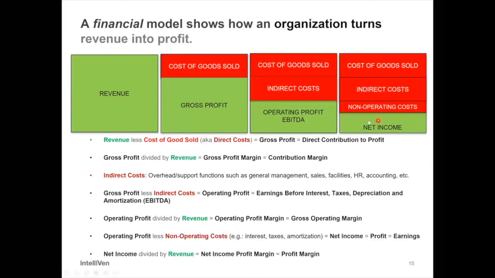And then what we have is what's called non-operating costs, or the costs outside of the business, which would include things like interest, taxes, amortization, depreciation, things that don't affect the way the organization operates, but that are real costs outside of the operating business. And that gives us net income, or what some people call profit, or just plain earnings. And then that number divided by revenue gives us net income profit margin, or profit margin.